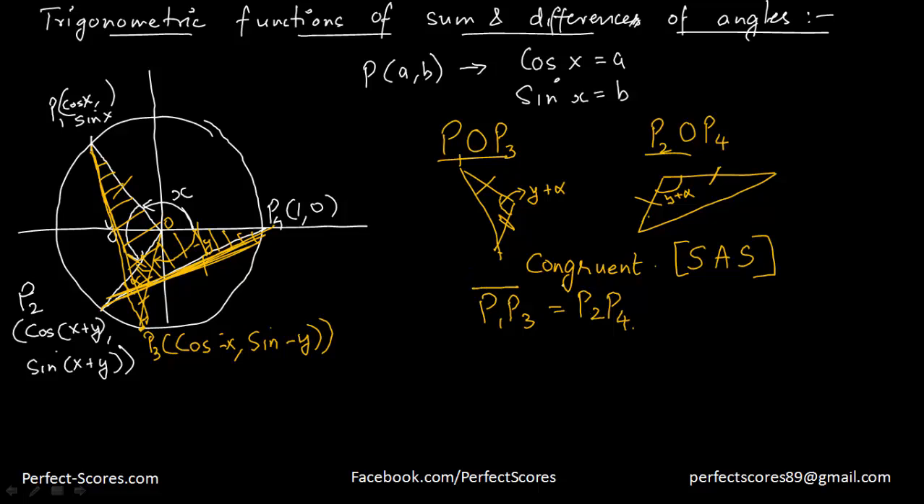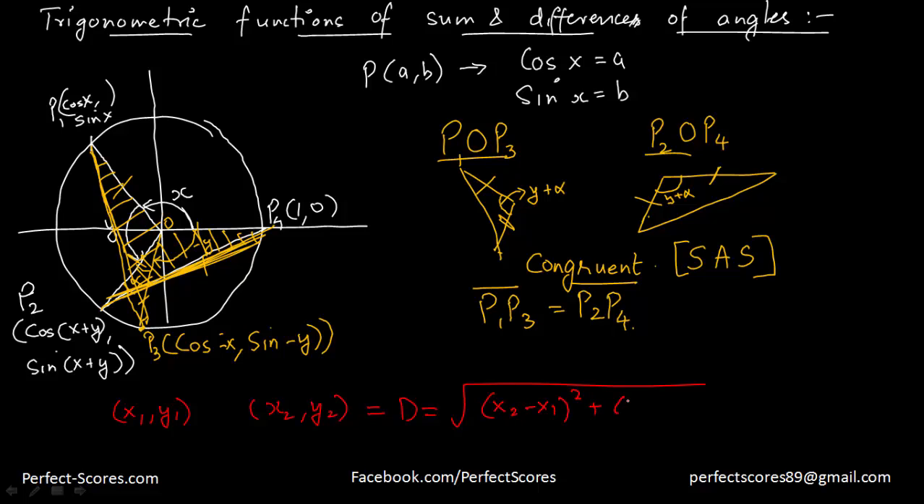Now, since we're talking in distance terms, if we use the distance formula between 2 points, let me just write down the distance formula. The distance formula states that if we want to find the distance between these 2 points, the distance would be given as the under root of x2 minus x1 whole square plus y2 minus y1 whole square.